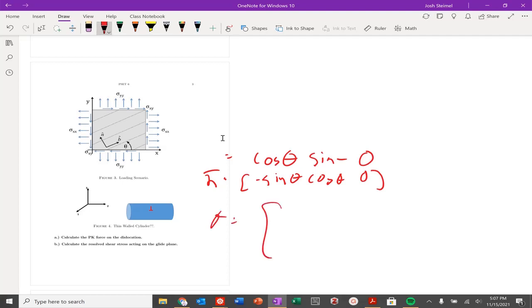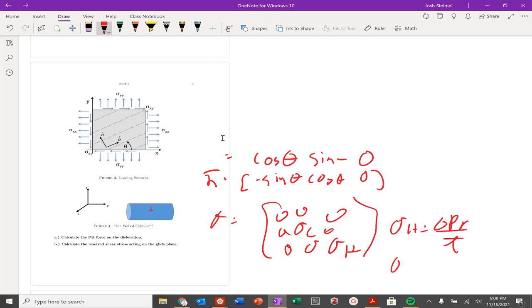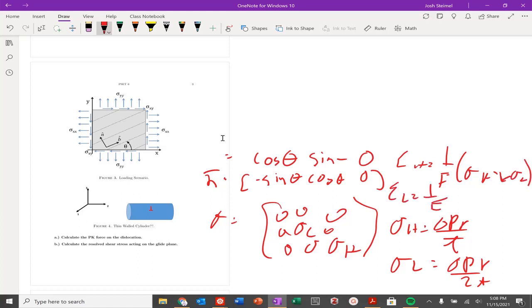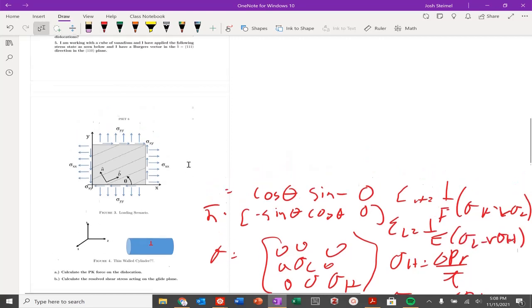So I know that in my coordinate system here, my stress tensor for this problem, in my 2 direction is my longitudinal, in my 3 direction around, that's going to be my hoop. Everything else will be 0. And we know the procedure from here: sigma hoop is equal to delta P R over T, sigma longitudinal is equal to delta P R over 2T. My epsilon H is equal to 1 over E times sigma H minus nu sigma L. And epsilon L is equal to 1 over E times sigma L minus nu sigma H. We'll go over this in our notebook as well.